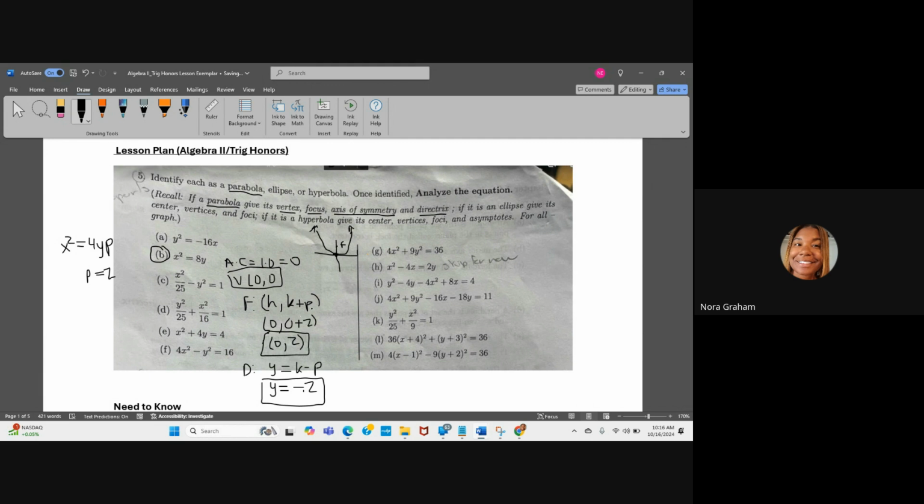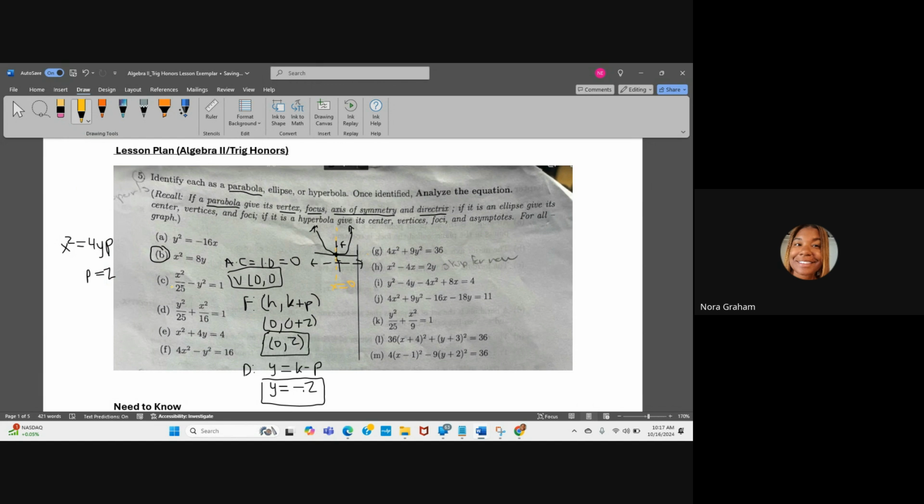Our directrix is -2, so down 2. It's going to be right around here. Okay. And then our axis of symmetry is just where we cut our graph in half. That's actually going to be at x equals 0. Like that. So our axis of symmetry is x equals 0. All right, so we answered everything they wanted for our parabola for B.